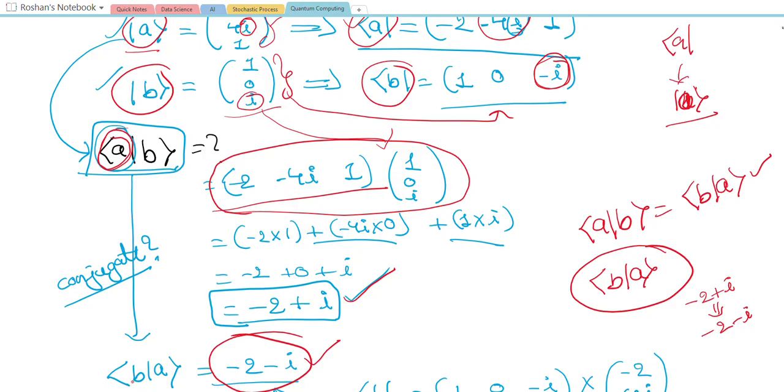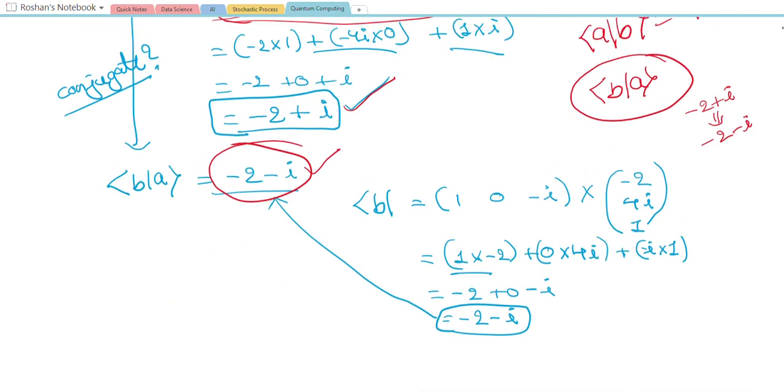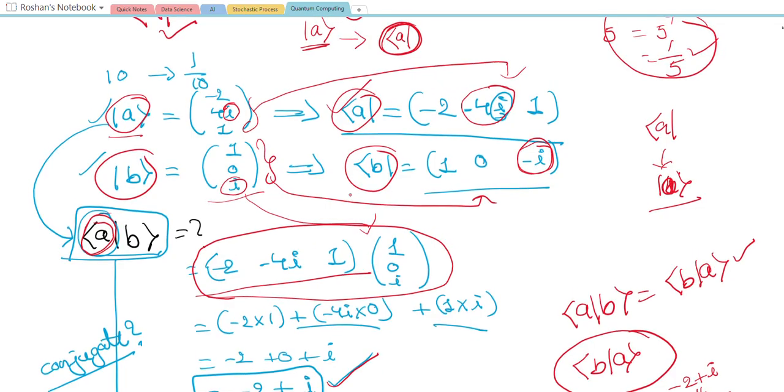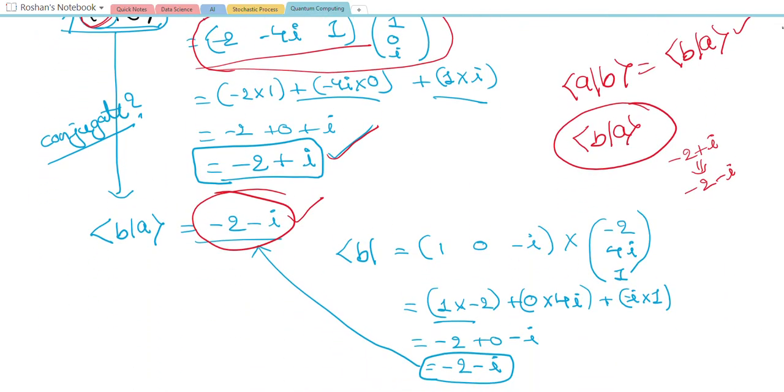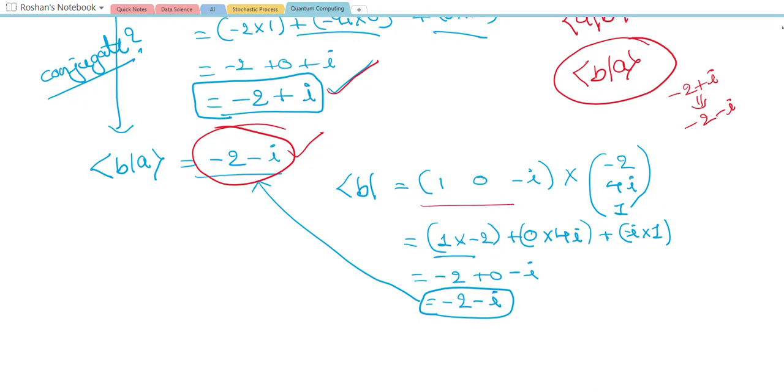How to find the inverse of vector B dot product vector A? Same. Here we found the inverse value, right? Take the inverse value of vector B, multiply with vector A. You will get minus 2 minus i. Hence, we can tell that both vectors A and B are conjugate. And we also found the inner products of those two vectors.